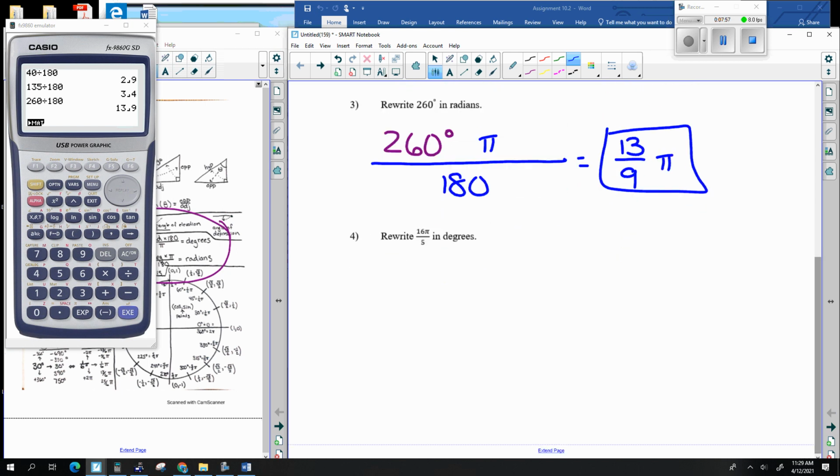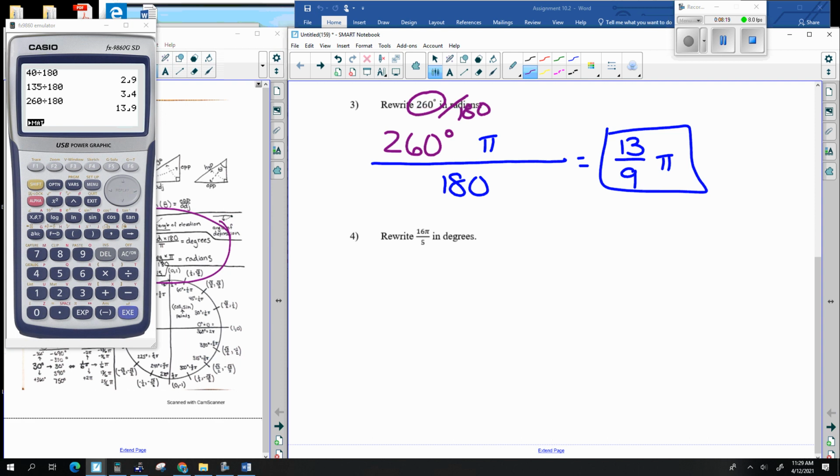Okay, so that is turning degrees into radians. In essence, what you do is you divide by 180, because a degree is a big number and you want to make it smaller. So how do I make 260 smaller? Well, I divide. You divide to make that happen.